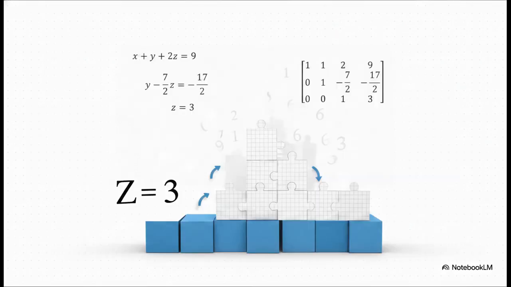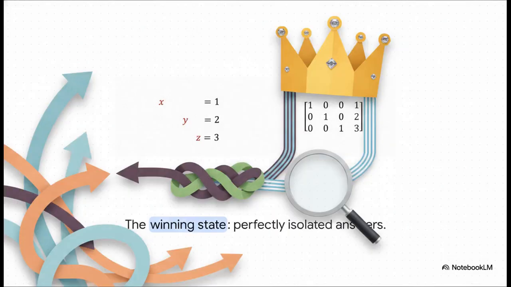Now comes that deeply satisfying puzzle solver feeling of working upwards to clear out the remaining numbers. Since we know z equals 3, we can literally use our row operations in reverse. By adding -1 times row 2 up into row 1, we start sweeping away the extra numbers above our diagonal ones. We're actively pushing the matrix toward its final, pure state. And here is the winning state.